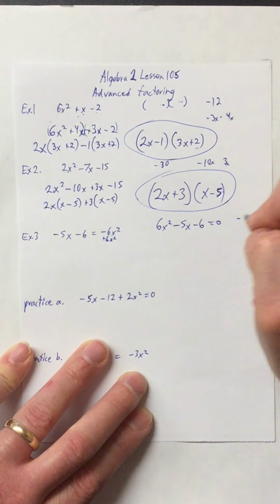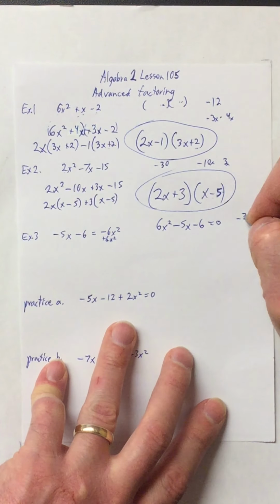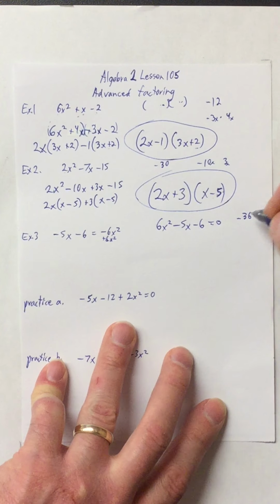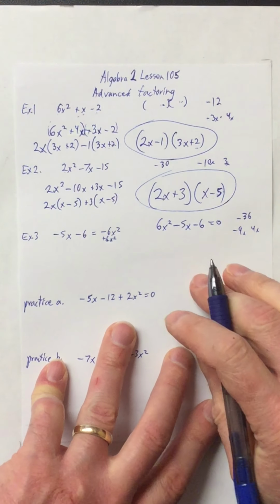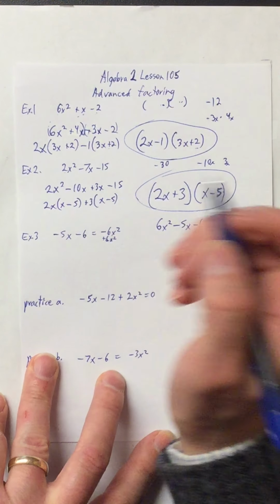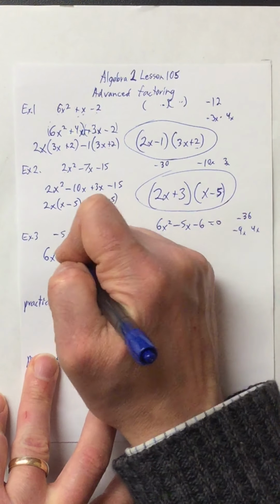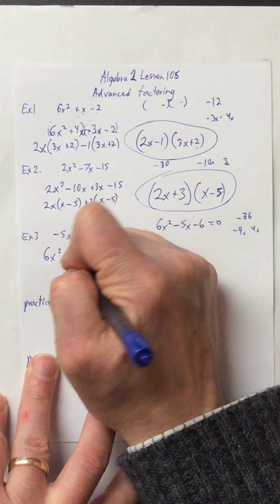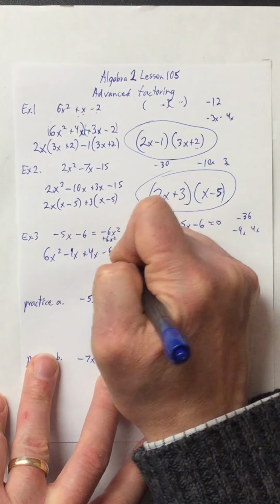All right, my first and last give me negative 36. Then I need two numbers that, multiplied together, give negative 36 and, when added, give me negative 5. Okay, so that looks like a negative 9 and a positive 4. So I can put that in there. I'll do it over here: 6x squared minus 9x plus 4x minus 6 equals 0.